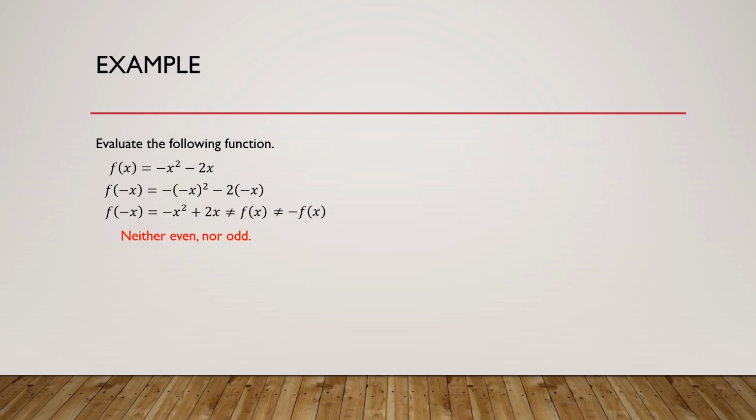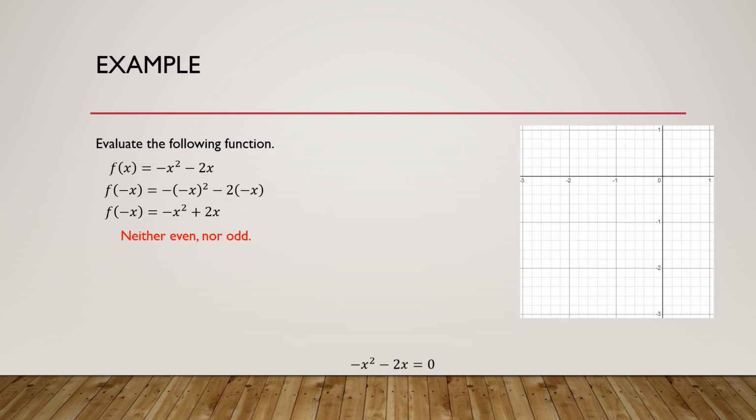To determine the next set of properties, let's graph the function. By setting the function equal to 0, we can get the x-intercepts. Negative x squared minus 2x factors to get x times the quantity negative x minus 2. Therefore, x equals 0 and negative 2. This gives us the 2 points, (0, 0) and (negative 2, 0).